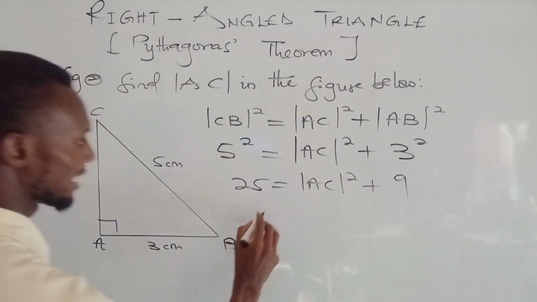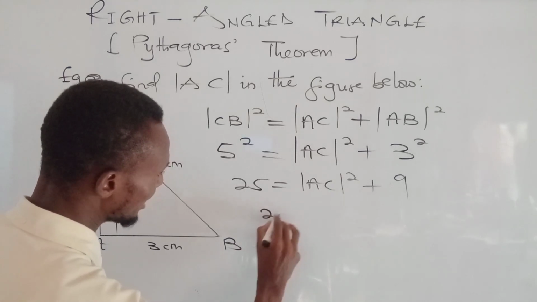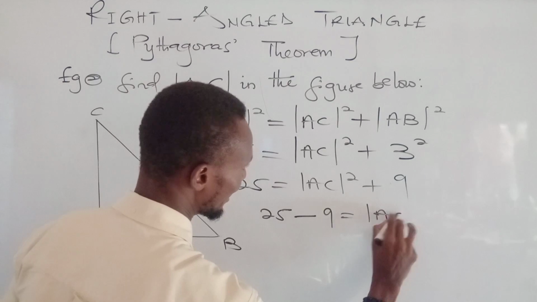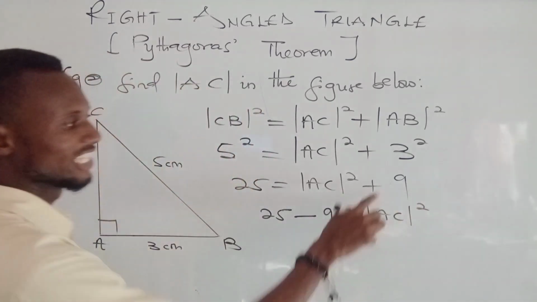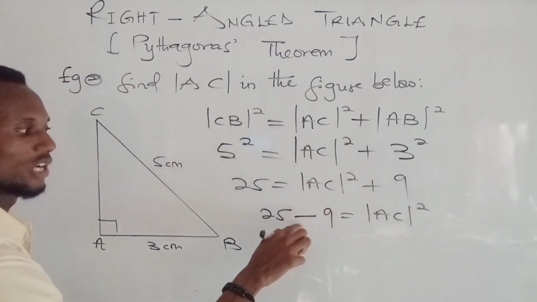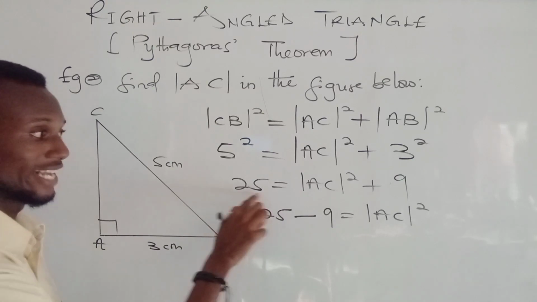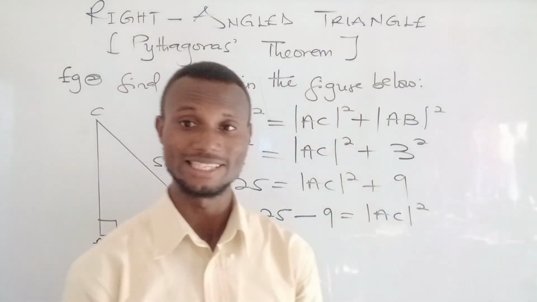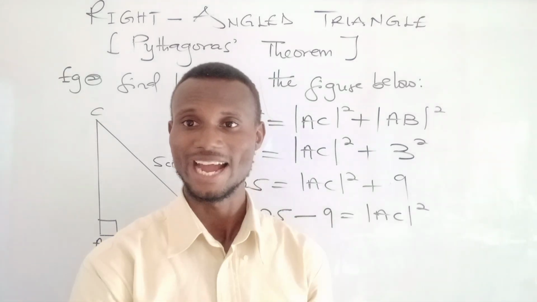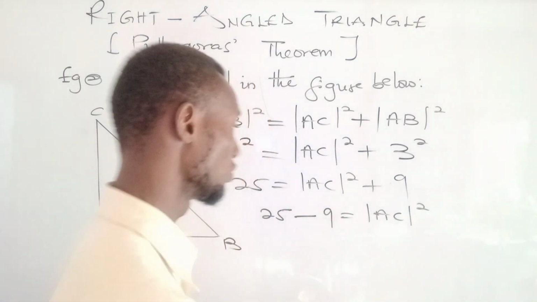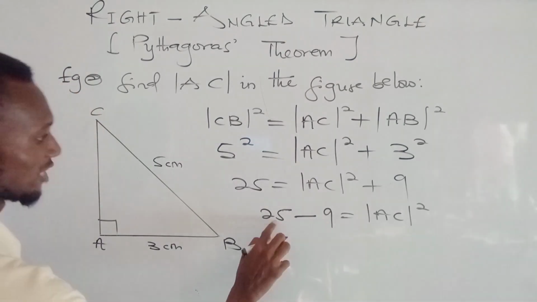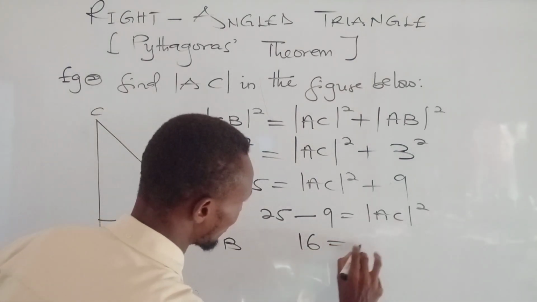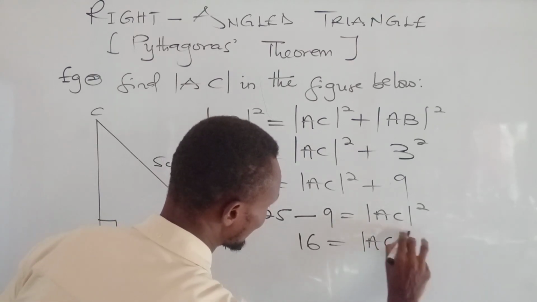Then from here, you just need to group like terms. So I have my 25 minus 9 equals line AC squared, because this positive 9 will cross the equal sign to come and join the 25, which is here. It is positive. When it crosses the equal sign, it becomes negative. When anything crosses the equal sign, the sign it has changes. So when we subtract 25 minus 9, it gives 16. So my 16 will be equal to line AC squared.